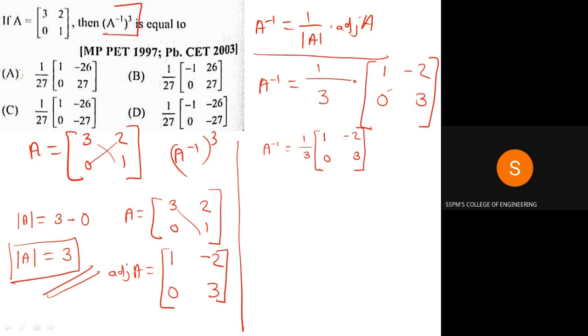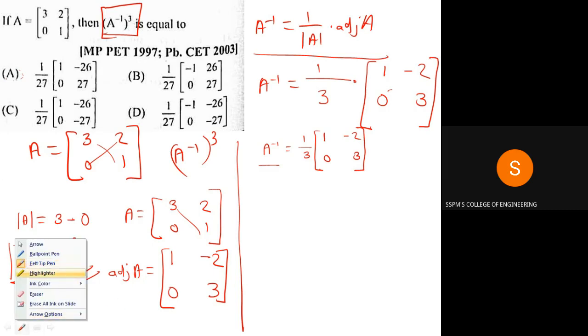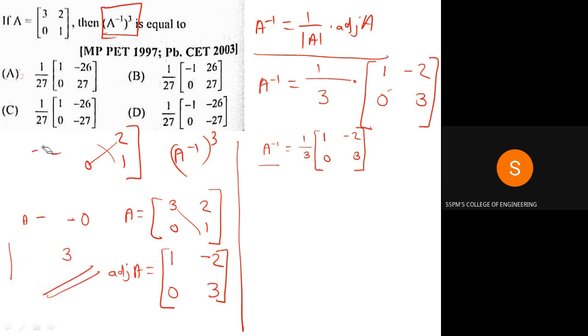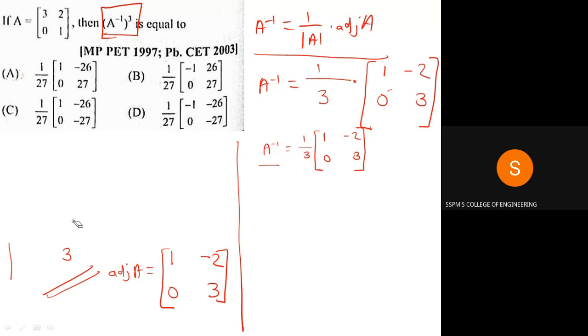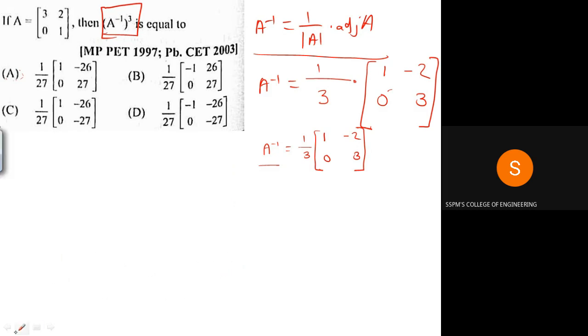But what have we been asked? We have been asked for the cube of that matrix. Okay, cube. So this is A inverse. We have to find now the cube of that matrix. Let me erase this first. So A inverse we have already found, and now we find the cube of it. So this 1 by 3, cube of this 1 by 3 will become 1 upon 3 cube. It is 1 upon 27. That you do not have to worry about. In every exam option you will see 1 upon 27 here. Okay. So now we have to find cube of this matrix.